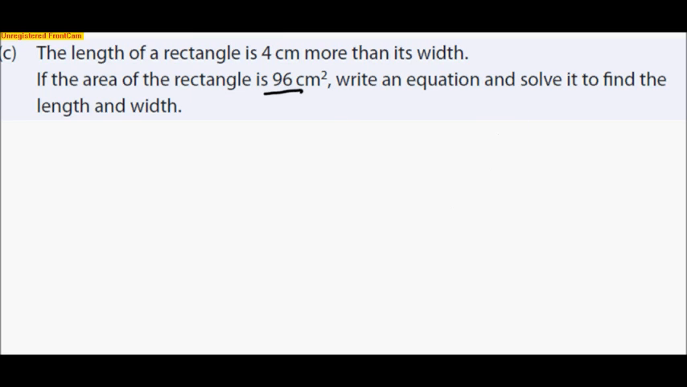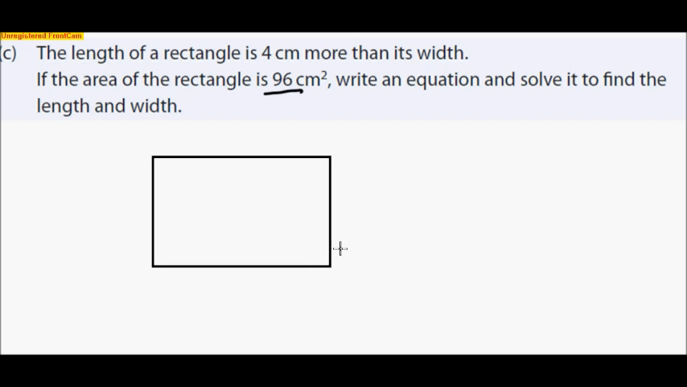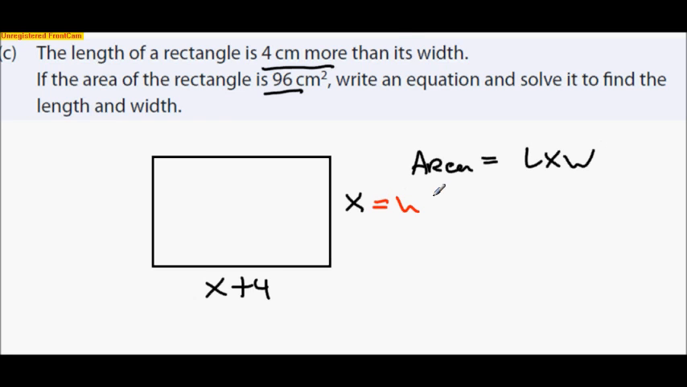So we have a rectangle. Okay, so the rectangle can be like this. And what we can say is, let the width be equal to x. And if the length is 4 centimeters more than the width, that makes x plus 4. Area is length multiplied by width. The width is x, and the length is x plus 4.